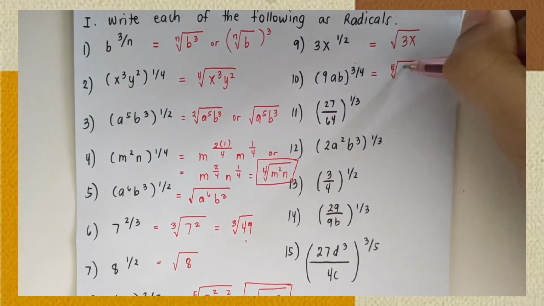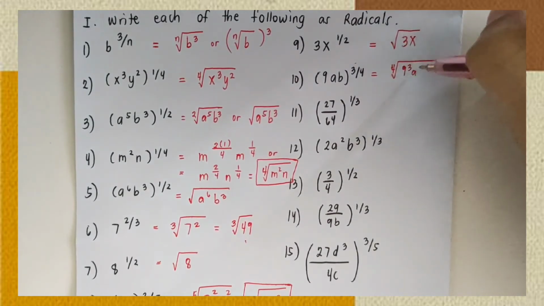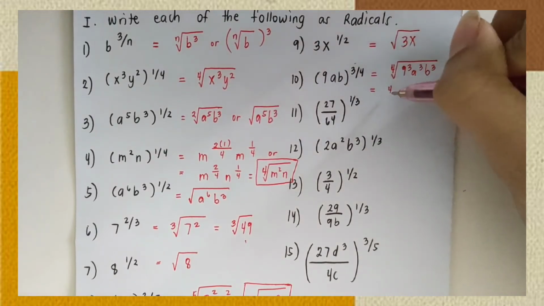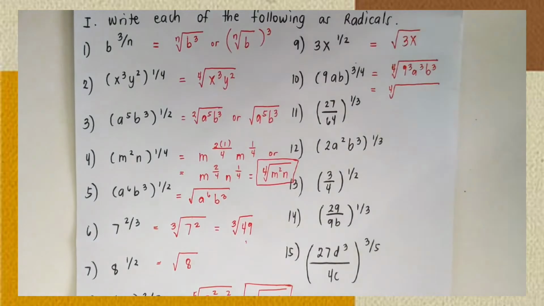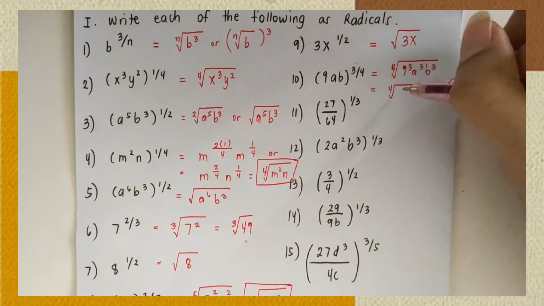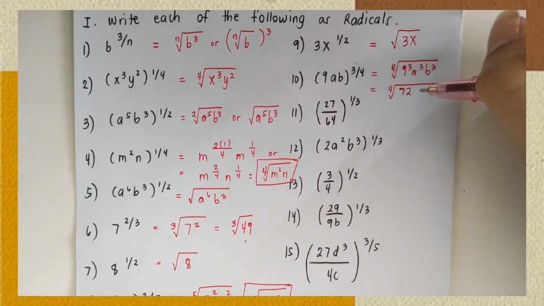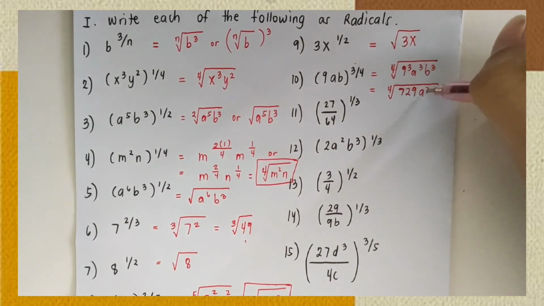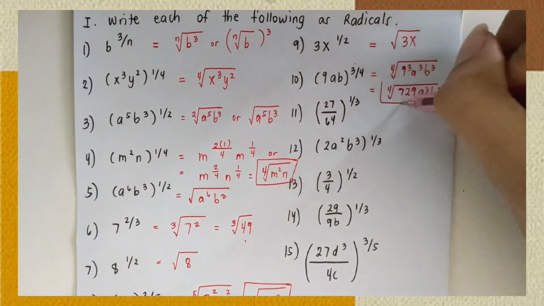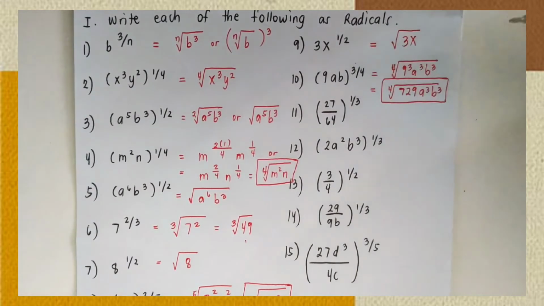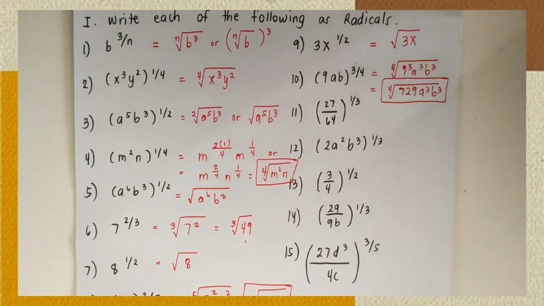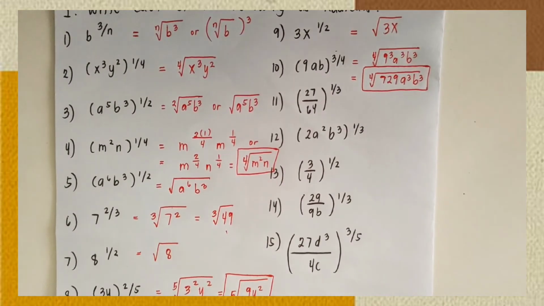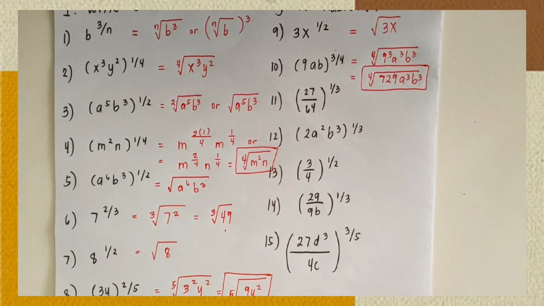4th root of 9 cubed, a cubed, b cubed. So we have the 4th root of 9 cubed, which is 729 rather, and then a cubed, b cubed. 9 times 9 times 9, 729. Let's proceed with number 11.